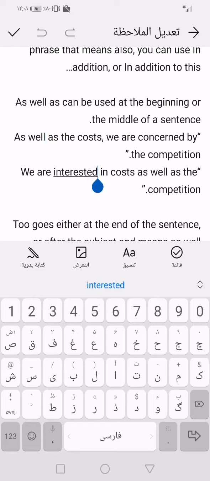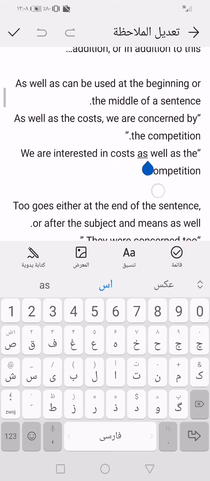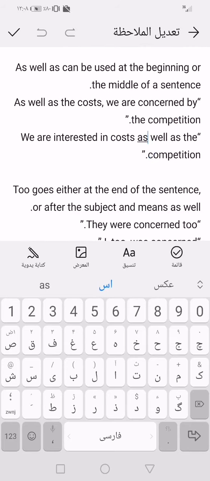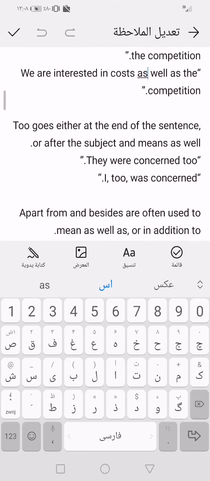We are interested in cost as well as the competition, يعني خلينا as well as بالنص وعادي مشت، يعني تجي أما بداية الكلمة أو العفو الجملة أو في منتصفها.